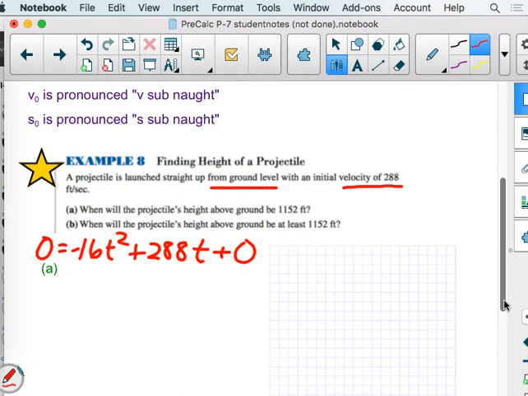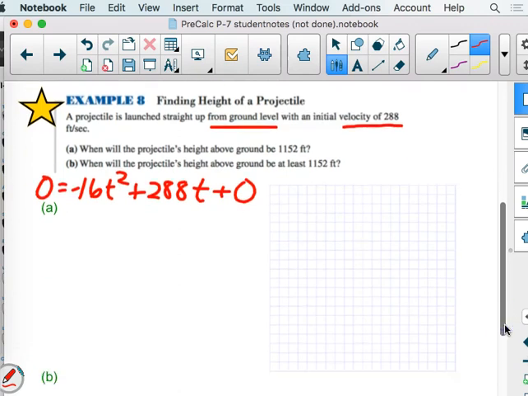Now we just need to see what they want. A says, when will the projectile's height above ground be 1,152 feet? Well, I don't know, but I'm going to put it right there, and hope that good stuff happens.